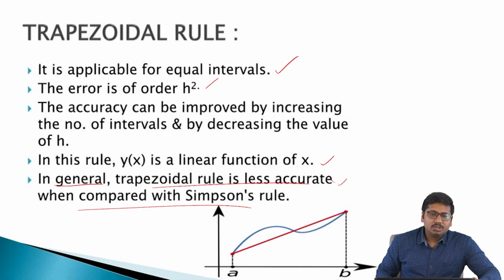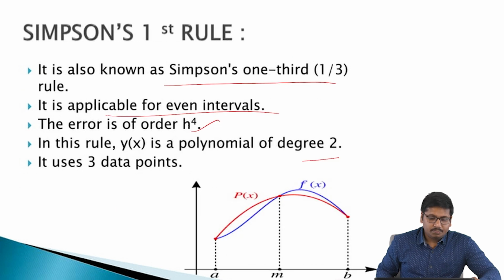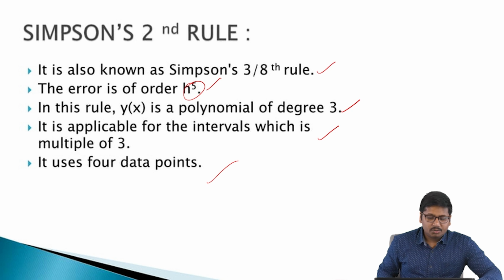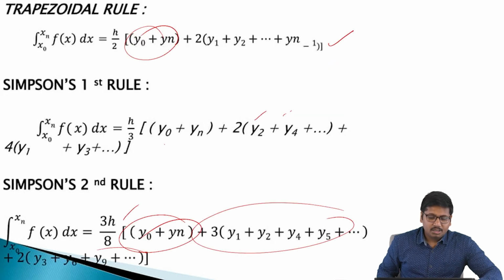And the trapezoidal rule is used for numerical intervals, and the error is of order h squared. It is less accurate when compared to Simpson's rule. Simpson's first rule is also known as the one-third rule, applicable for equal intervals, and the order should be h power 4. For Simpson's second rule, the order should be h power 5. These are some of the basic equations that I have to remember.